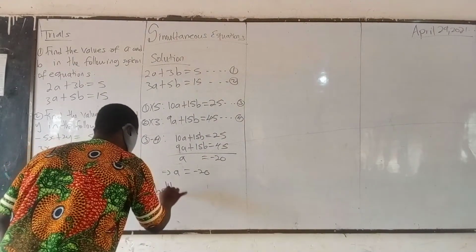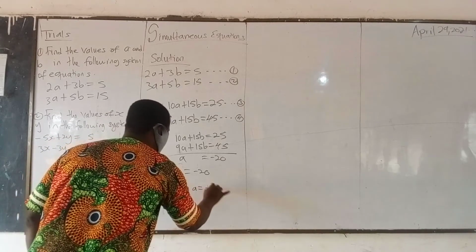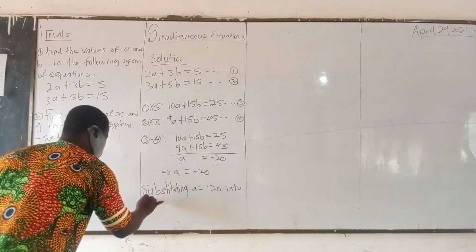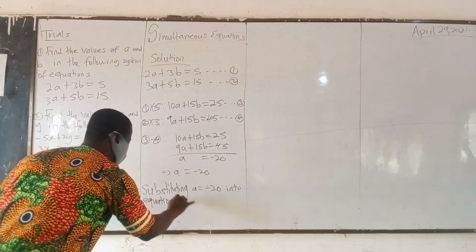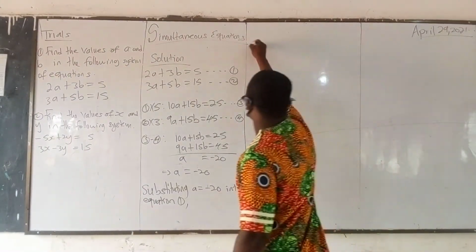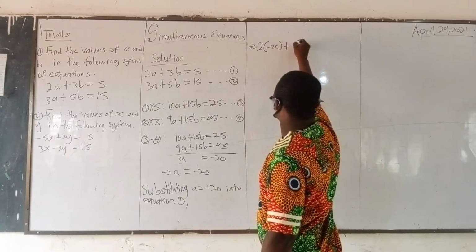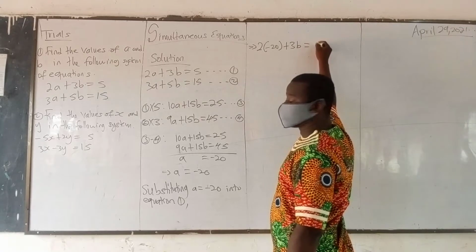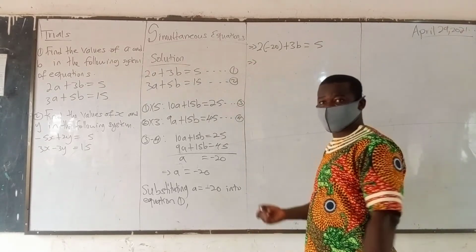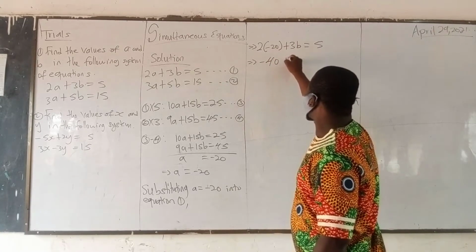So substituting a is equal to negative 20 into equation 1, what would that imply? It becomes 2 times a plus 3b is equal to 5. 2 times negative 20 gives us negative 40. And then plus 3b.